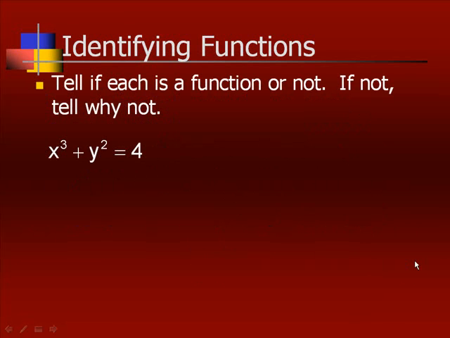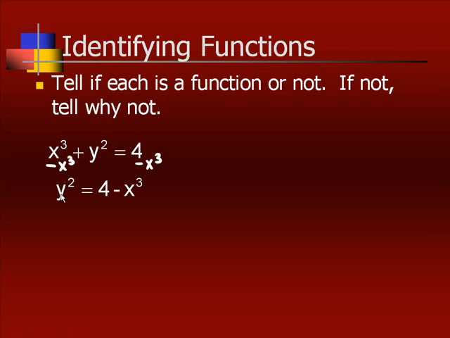Okay. Now, what about if I give you an equation and ask you, is it a function? Well, remember, for every x value, there can only be one y value. So, what we want to do is solve this equation for y equals. So we're going to subtract x to the third from both sides, and we get y squared equals 4 minus x to the third.